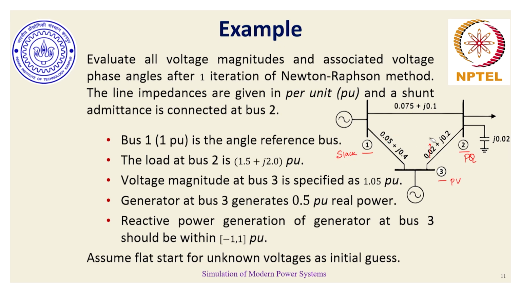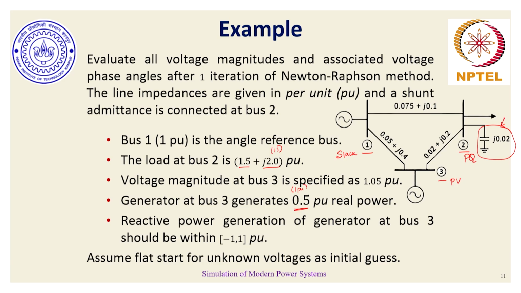Additionally, I have also assumed the presence of a shunt capacitor whose admittance is given at bus number 2. And the load at bus number 2 is 1.5 plus j2 per unit. In the previous example, the load was 1.5 per unit. And the generator at bus 3, instead of generating 1 pu as in the previous example, is now generating 0.5 pu. Now, why have I taken this shunt admittance intentionally here?